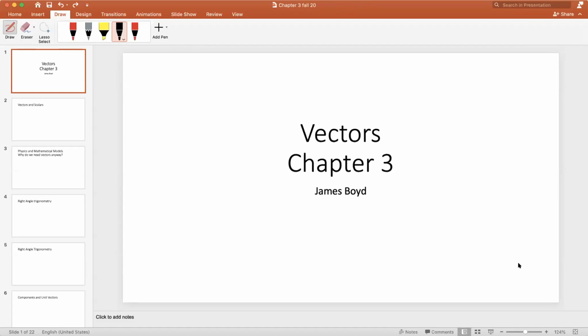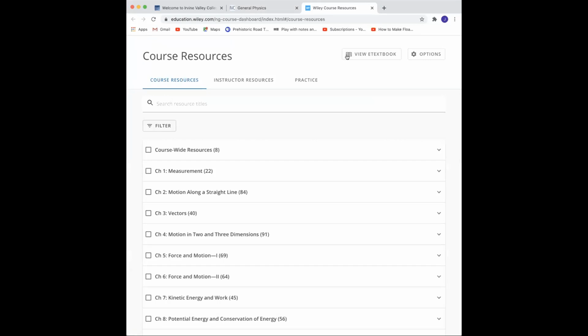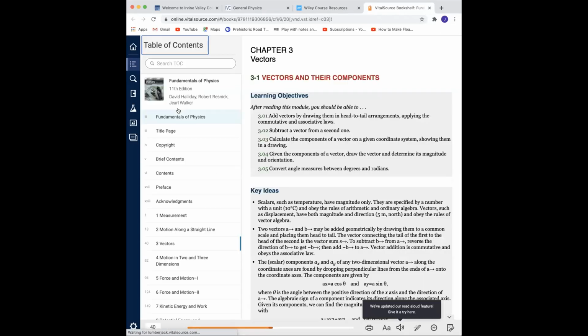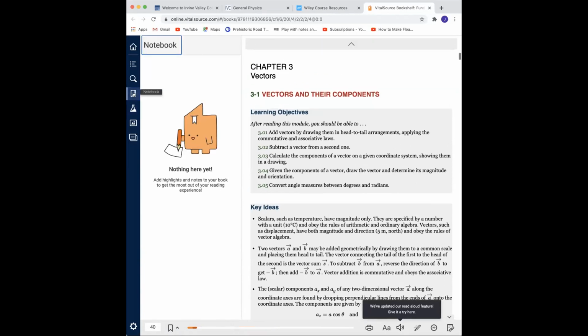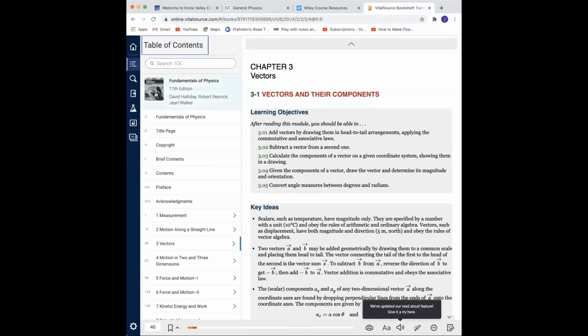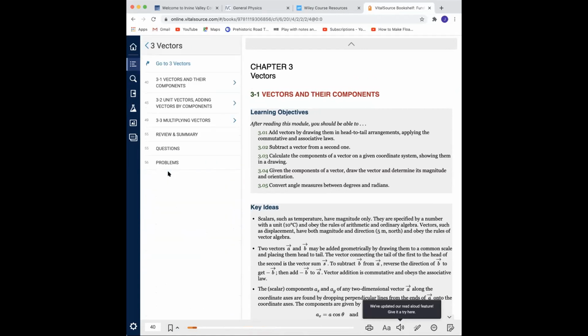So this is our Canvas website. And when you go here, if you click on Wiley Course Resources, you know that you have the e-textbook. So we'll come up here first. And in the e-textbook, assuming you've got it going, you can go and choose, I always forget which one it is. It's the very top. You can come down and choose, we're doing Chapter 3.